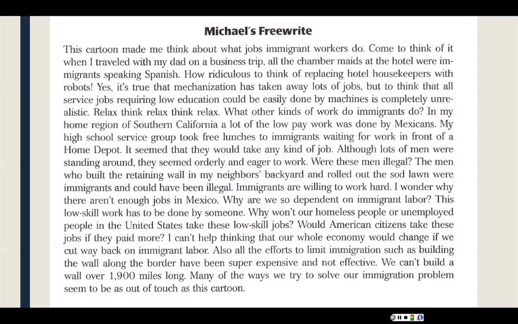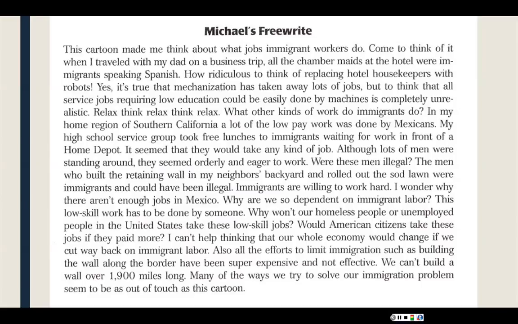So let's look at how to go from the topic to idea generating to organizing our ideas. This is a sample from our old textbook. Our student Michael's writing an essay on illegal immigration. He's chosen to use the free writing strategy for generating his ideas, so he sat down and he kept writing until he got his ideas down.